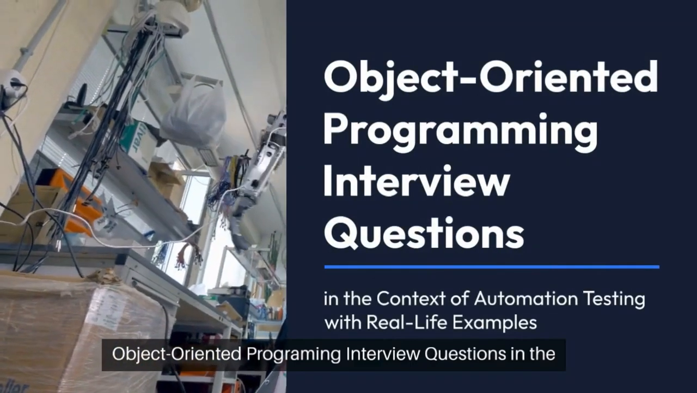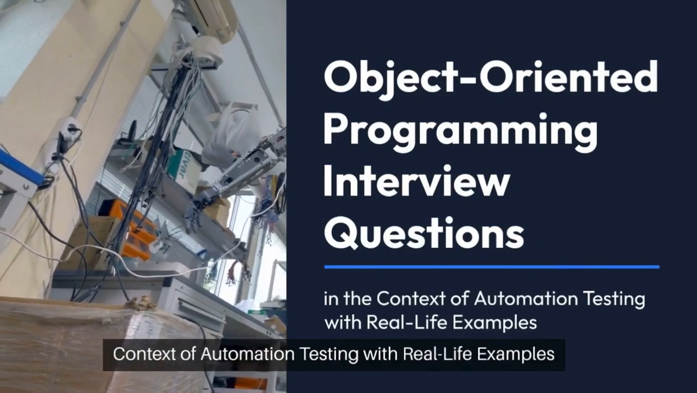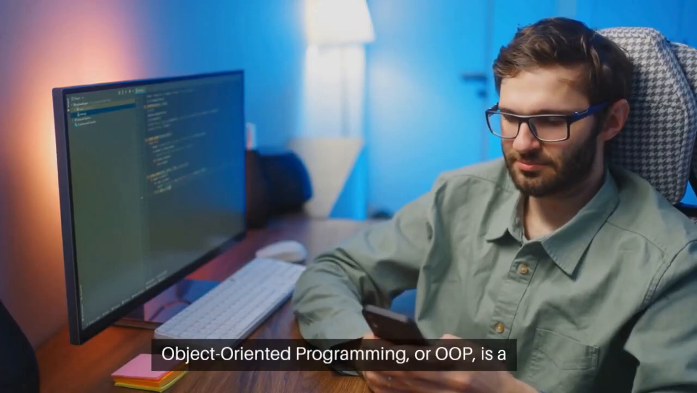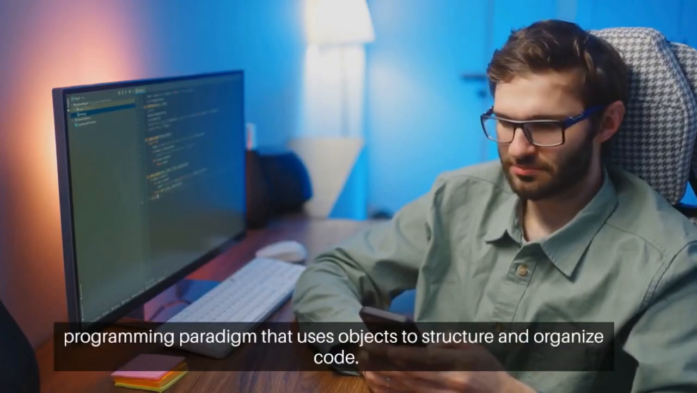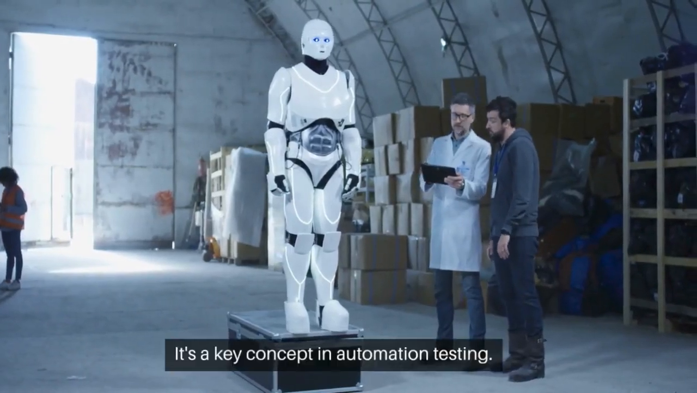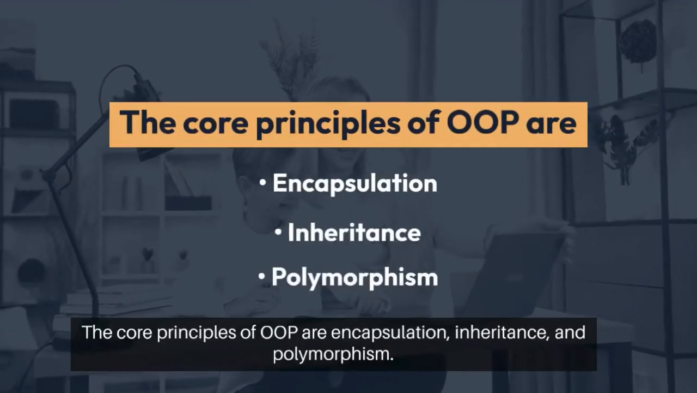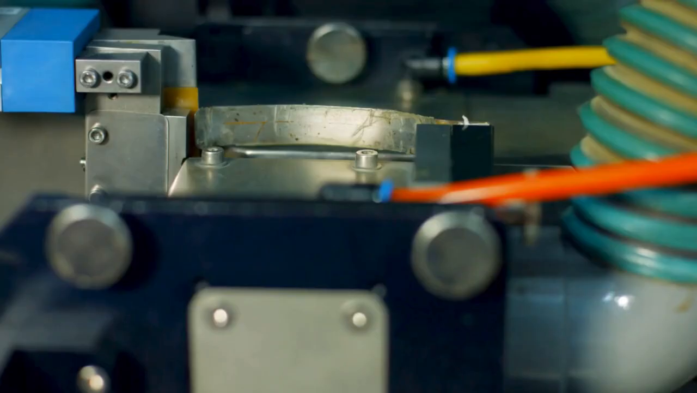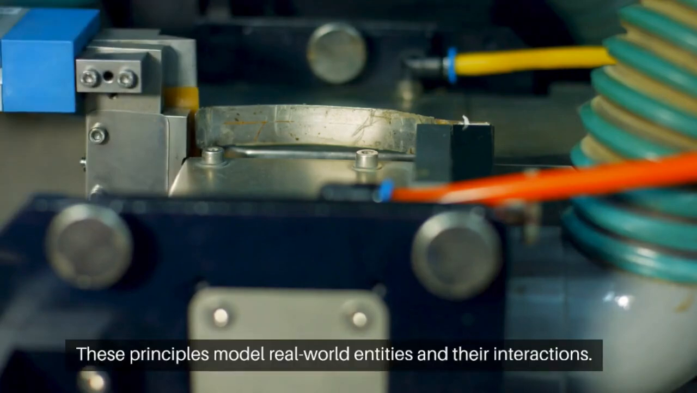Object-oriented programming interview questions in the context of automation testing with real-life examples. Object-oriented programming, or OOP, is a programming paradigm that uses objects to structure and organize code. It's a key concept in automation testing. The core principles of OOP are encapsulation, inheritance, and polymorphism. These principles model real-world entities and their interactions.